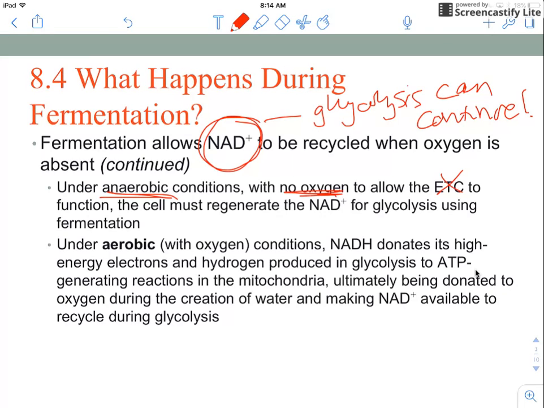If it is aerobic, NADH donates its electrons to the electron transport chain, and that regenerates NAD+. And that NAD+ goes back to all the places it's needed. It goes back to the Krebs cycle, it goes back to acetyl-CoA formation, and it goes back to glycolysis.